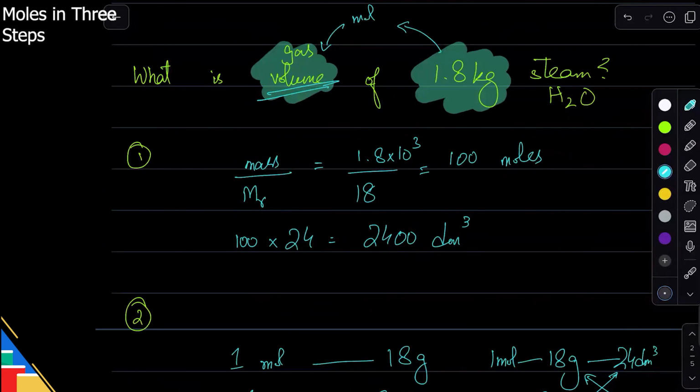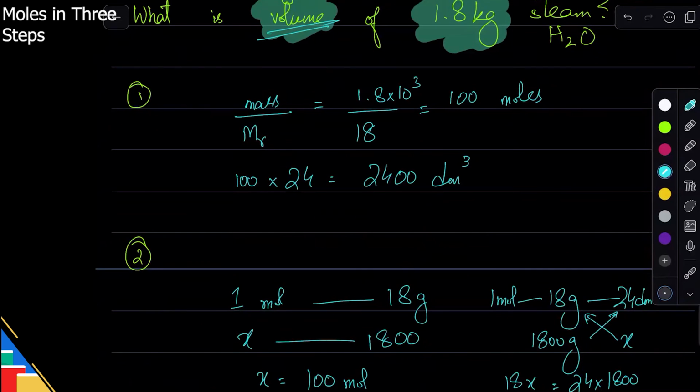Can I use the same idea here with the conversion factor? Yes. So you start with mass. You want to convert to moles, divide by MR. You want to convert that to gas volume, multiply by 24. Let's do it. 1800 over 18 into 24. Done. Do it directly. What's the need to calculate individually?